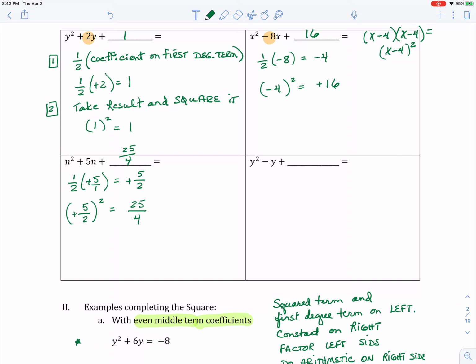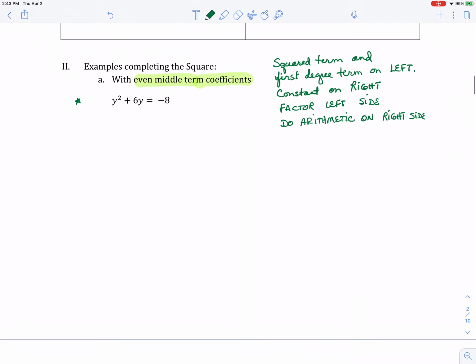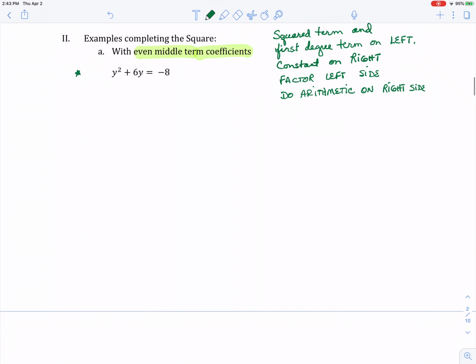So one more quick one. 1/2 of the coefficient on the first degree term, and then take that result, square it, and that's what we will add into this third position. All right, so what are we going to do with that process? We're going to use that method called completing the square to solve these second-degree equations.